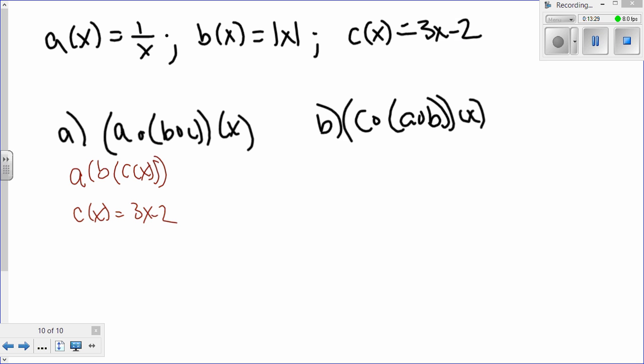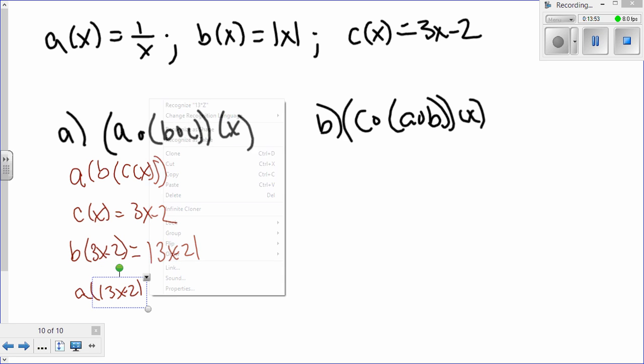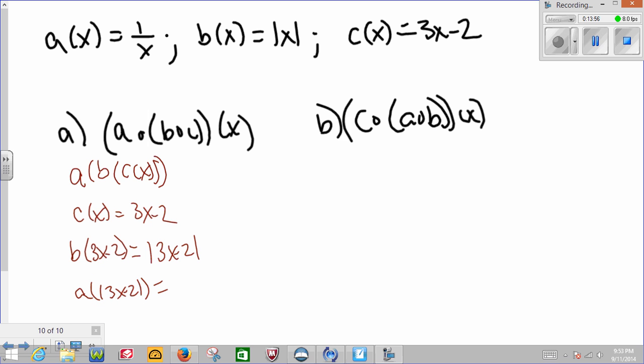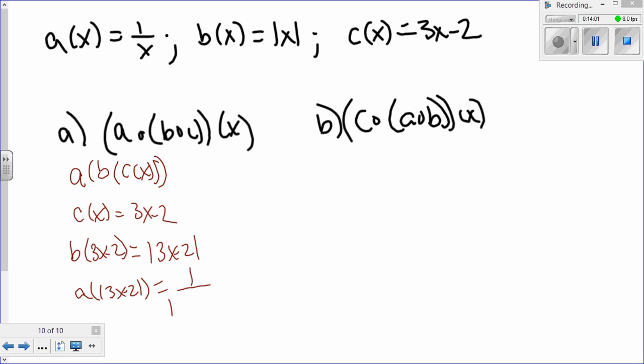Now I'm going to work with B, and in place of x, I'm going to put 3x minus 2. So I will have the absolute value of 3x minus 2. Now I'm going to use function A and put in my answer from B. So that would be the absolute value of 3x minus 2. Okay, and that would be taking A and in place of x putting the absolute value of 3x minus 2 as my final answer.